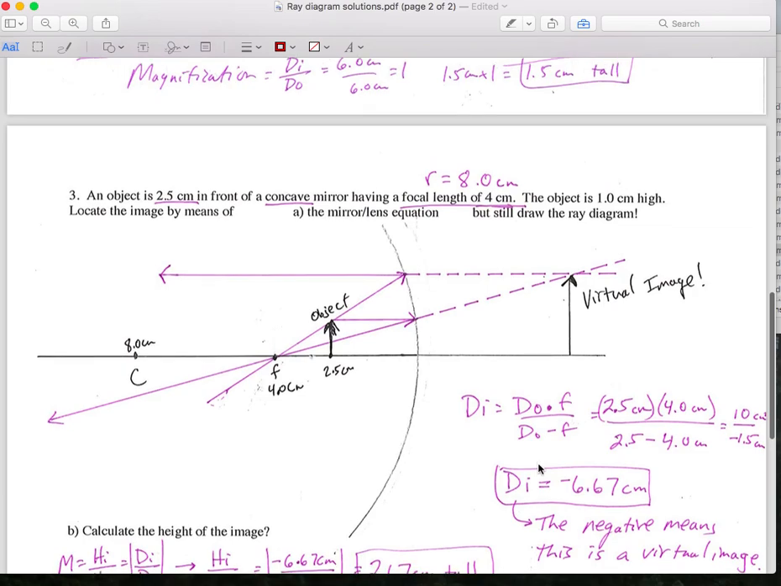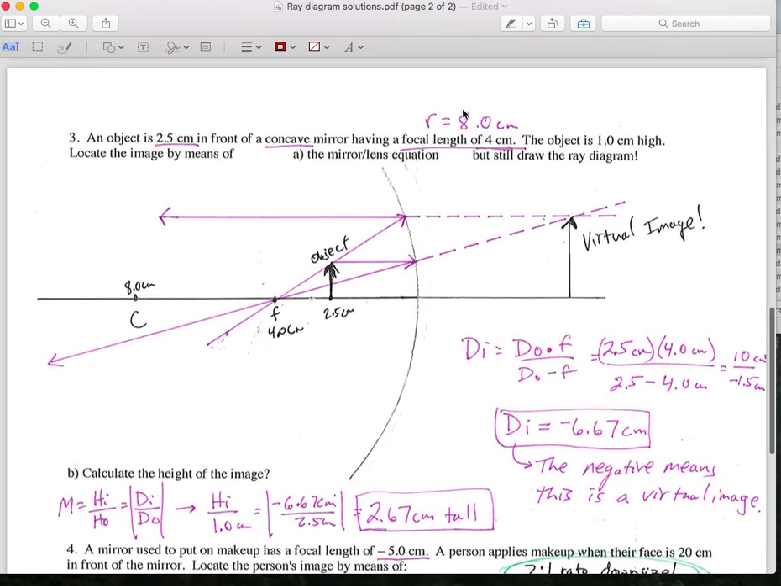For number 3, here an object is 2.5 centimeters in front of a concave mirror with a focal length of 4 centimeters. That means the center of curvature is 8 centimeters away. So the object is 1 centimeter high. Locate the image with a ray diagram and a lens mirror equation. So here's the mirror, here's my optical axis, there's my object.